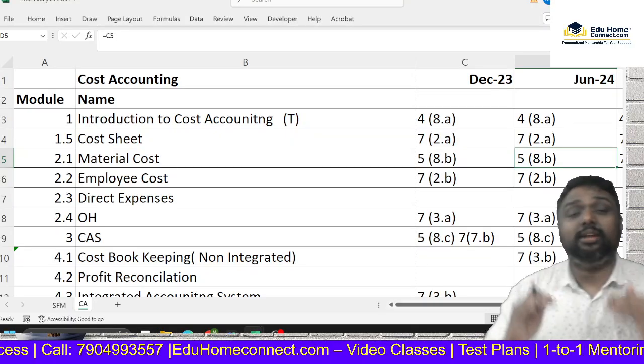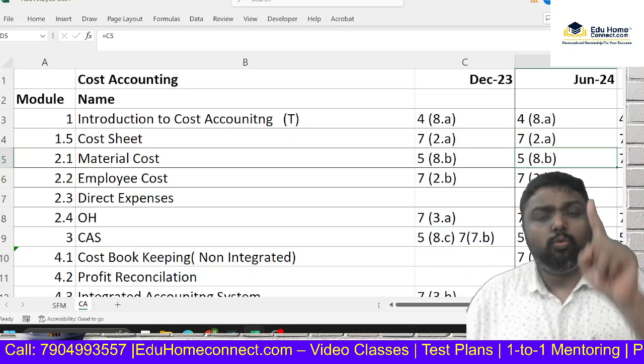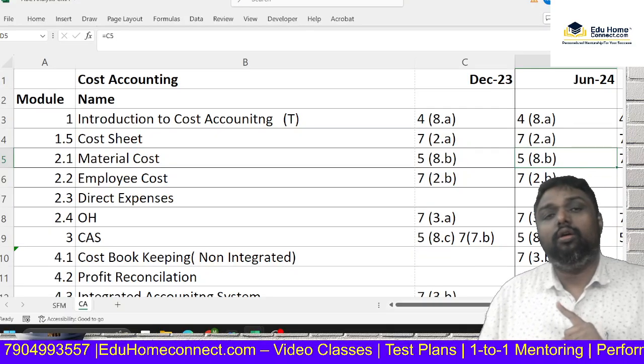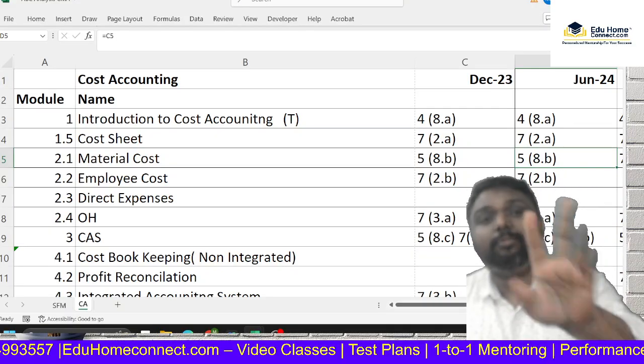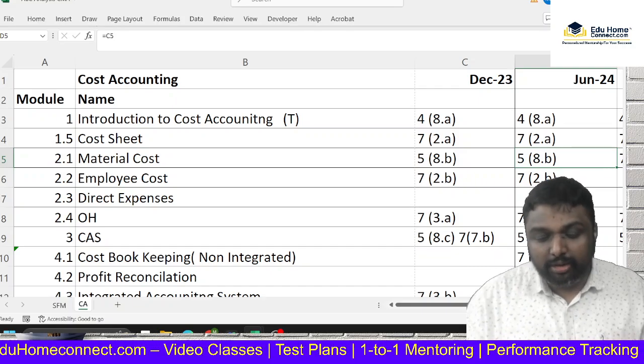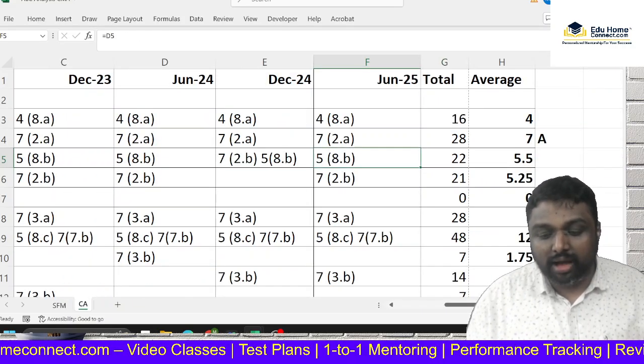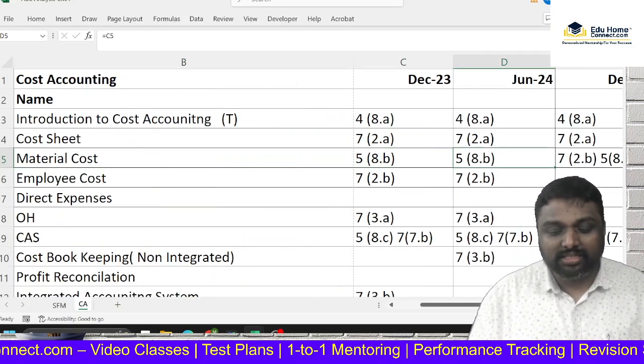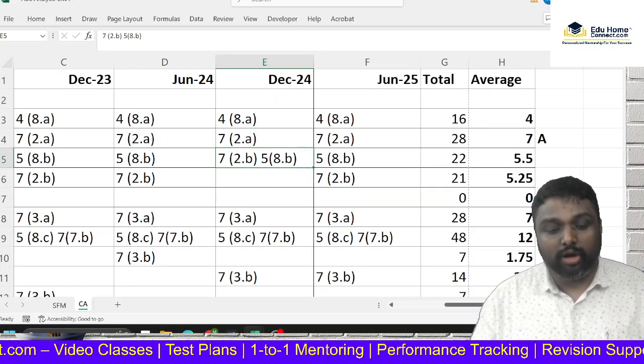Yes, my dear friends, but that is not compulsory. One time a labor question will come, or another time a material question will come. That keeps on changing. See, let me tell you the analysis. This 5 mark theory always comes, but a 7 mark problem came only once.